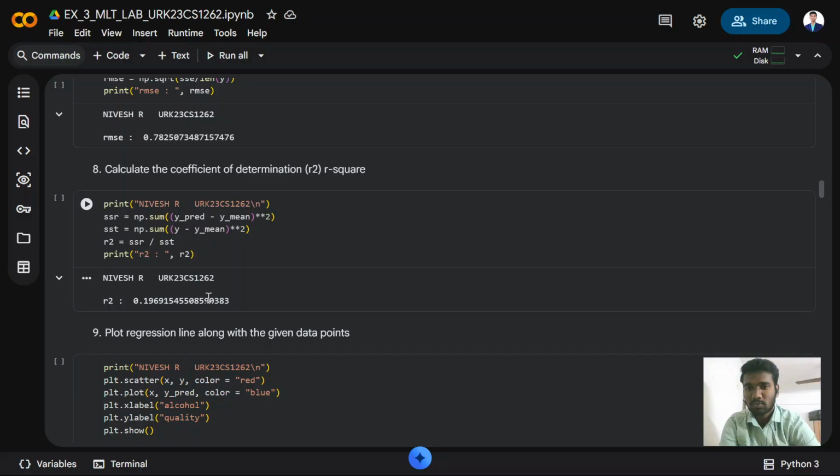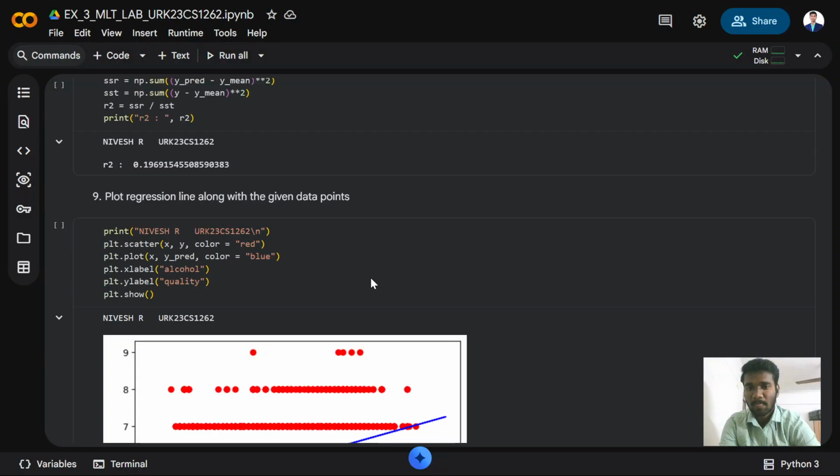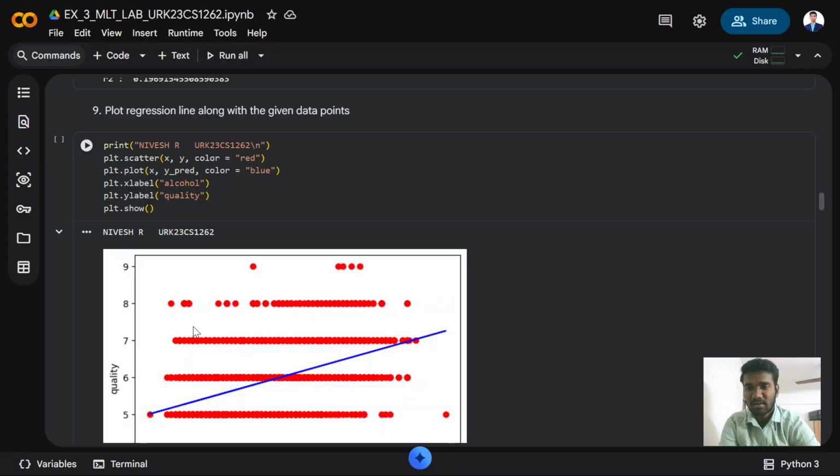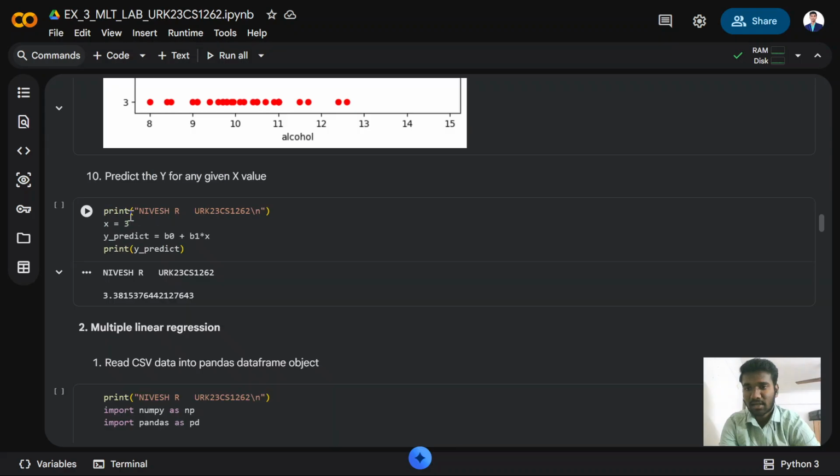Then ninth question, plot the regression line using scatter plot and line plot. Scatter plot shows the actual data points. Line plot shows the regression line. This helps us visually see the relationship between alcohol and wine quality. Then 10th question is predict y for given x. The x is given as 3, then we use the regression equation to predict wine quality. This shows the regression can be used for future predictions.